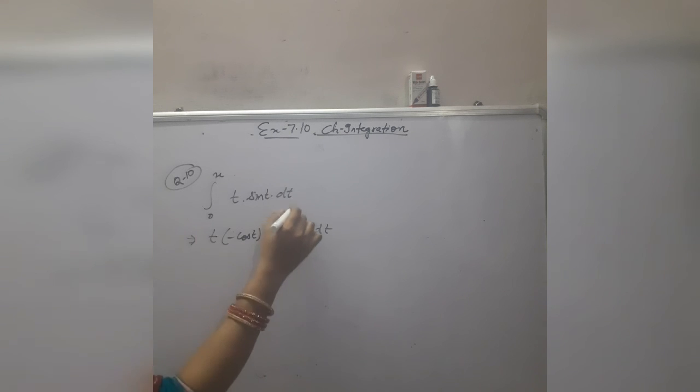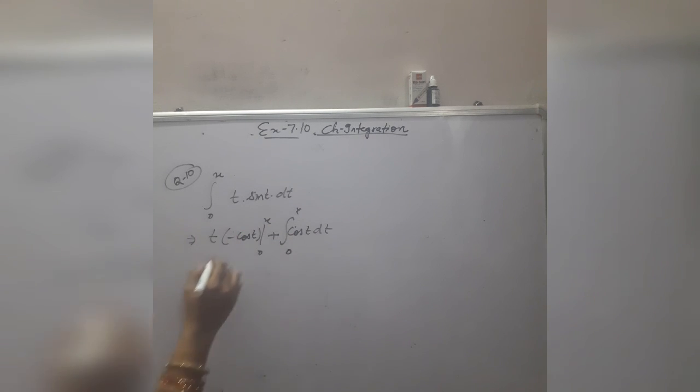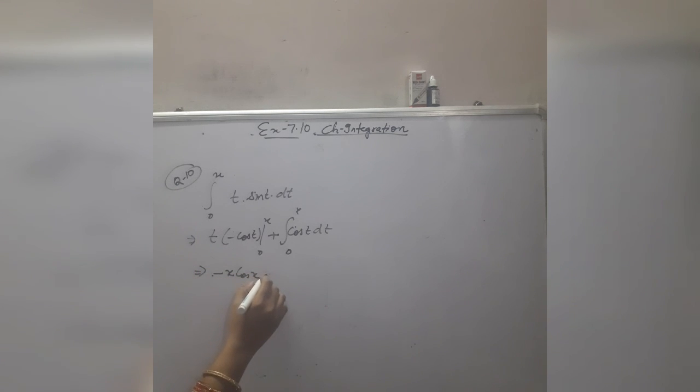Here the limits will be 0 to x. In this case also you will put upper limit minus lower limit. So when you simplify it, it becomes minus x into cos x. Lower limit, when you put 0, then 0 into something becomes 0, so no need to take the lower limit, plus integration of cos t is sin t, and upper limit minus lower limit. So you will get minus x cos x plus sin x minus sin 0, which is 0. So this is the answer.